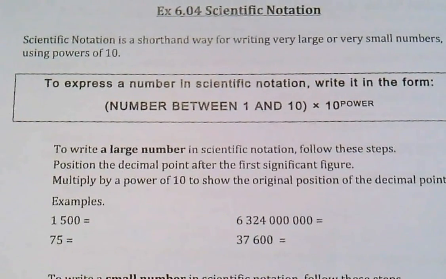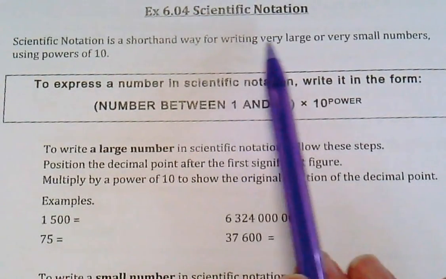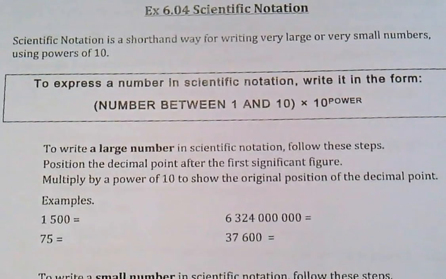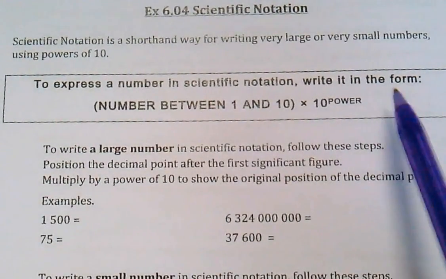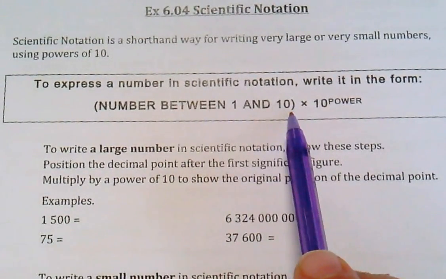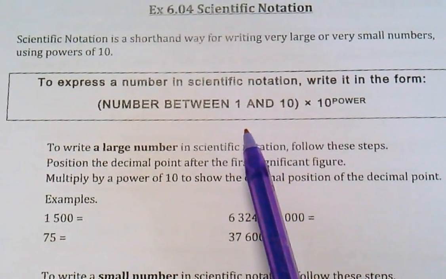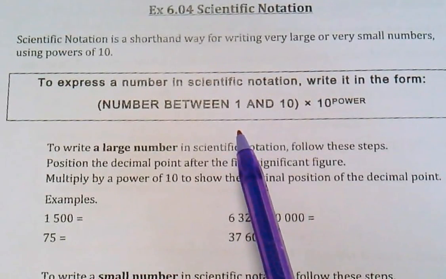Exercise 604, scientific notation. Scientific notation is a shorthand way for writing very large or very small numbers using powers of 10. So to write a number in scientific form, we write it in this form. You have a number between 1 and 10. Now that number between 1 and 10 can be 1.5, 2.7. That's between 1 and 10.